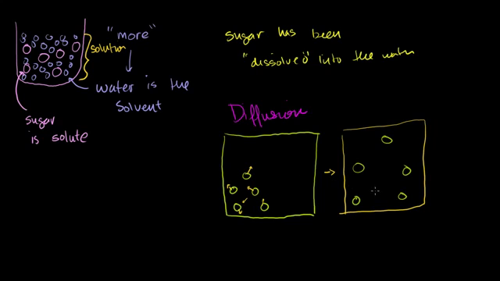This is diffusion. And so it's really just the spreading of particles or molecules from high concentration to low concentration areas. Right? In this case, the molecules are going to spread in that direction, from a high concentration to low concentration area. Now you're saying, Sal, what is concentration?